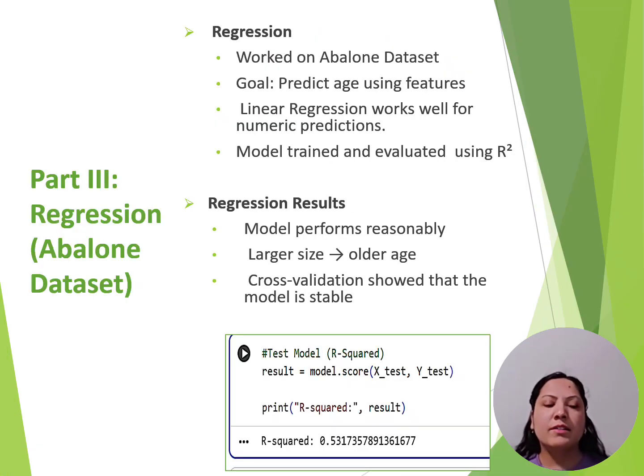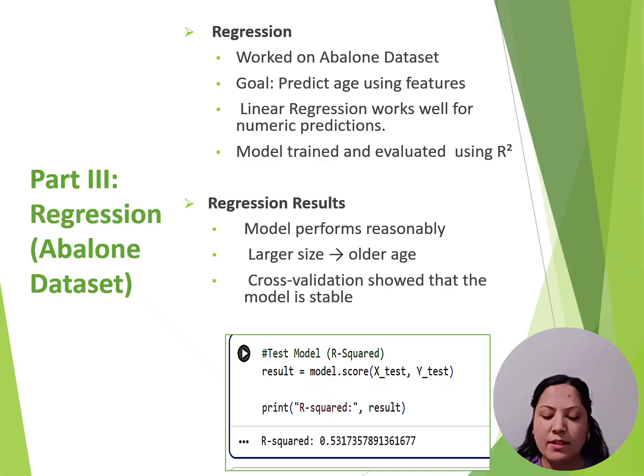So for part 3, regression, I use the Abalone data set to predict the age using features. This is a regression problem because the output is a continuous value. I selected linear regression as the model since it is simple and works well for numeric prediction. After preparing the data set, I train the model and evaluate it using R-square. Results show that the model performs well.